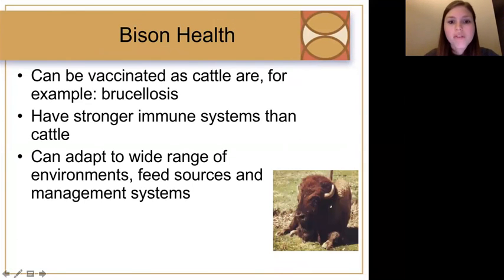So bison health, they can be vaccinated as cattle are, for example, for brucellosis. They do have stronger immune systems than cattle because they are kind of more wild. There are some populations that live in the wild, so they have built up stronger immune systems than more pampered cattle that have been taken care of for longer. They can adapt to a wide range of environments, feed sources, and management systems.